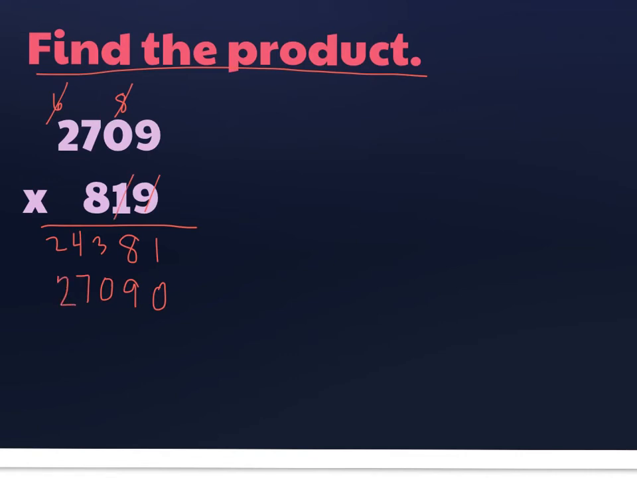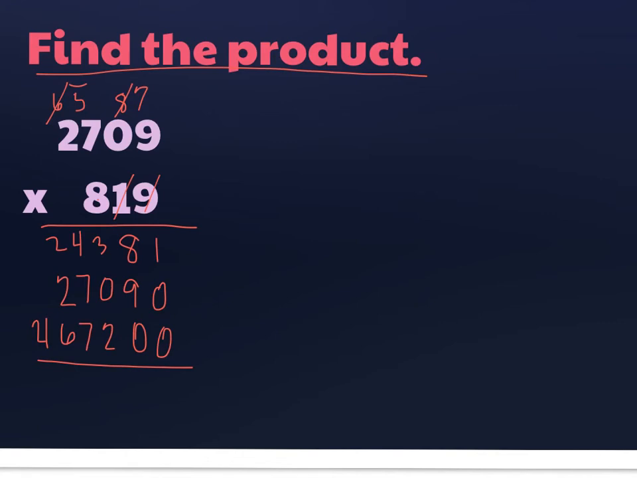All right, so I've multiplied by the ones, I've multiplied by the tens. Now we're going to multiply by the hundreds. So that is 8 times 9 is 72. 8 times 0 is 0 plus 7 is 7. 8 times 7 is 56. And then 8 times 2 is 16 plus 5 is 21. And so you can see everything is lined up.